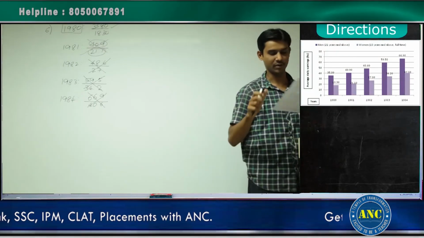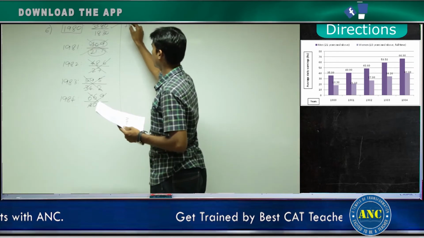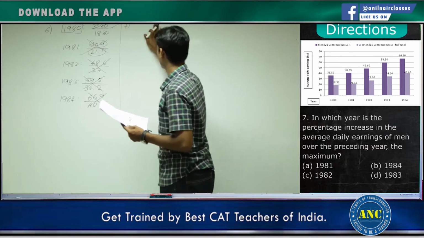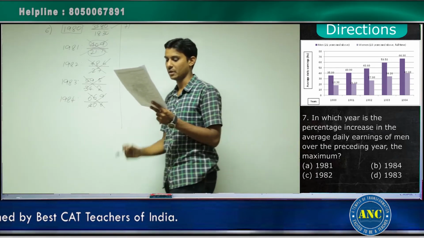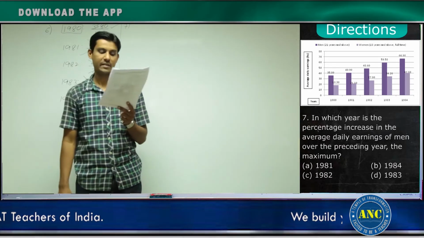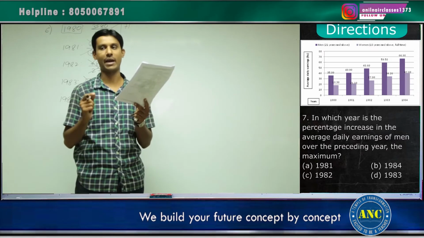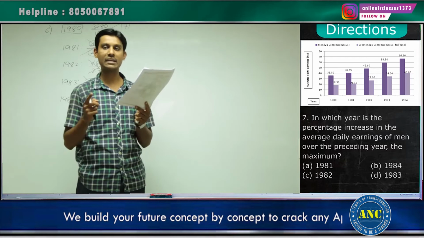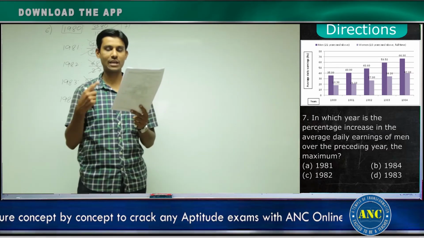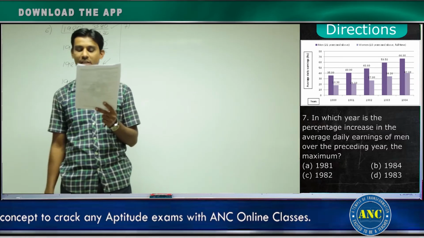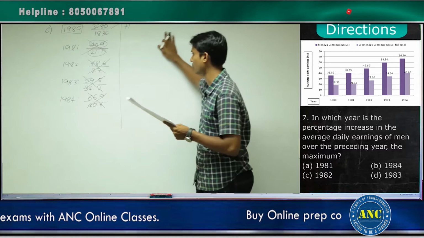7th one. Listen to this carefully. This is also one of the good techniques to solve the 7th question. Again, please do not use any of the lengthier methods to solve this particular ratio. In which year is the percentage increase in the average daily earnings of men over the preceding year the maximum? They are asking about the average daily earnings of men. You should compare with the previous year and tell which percentage increase is happening more. That is the maximum ratio the question is asking about.